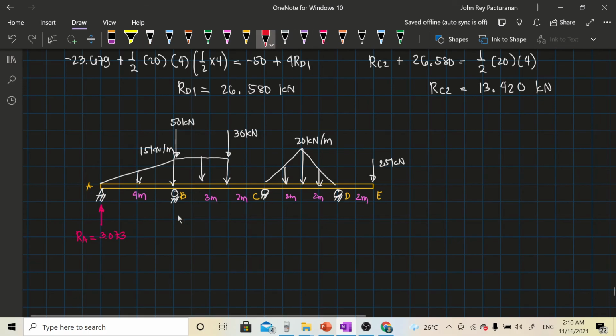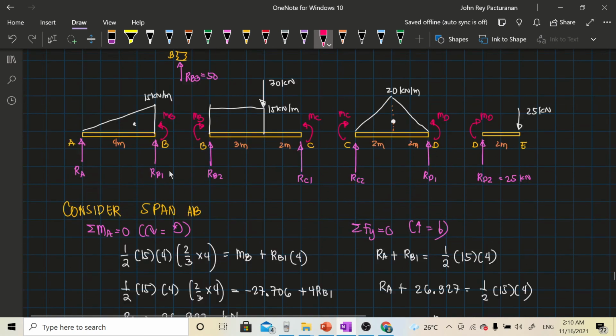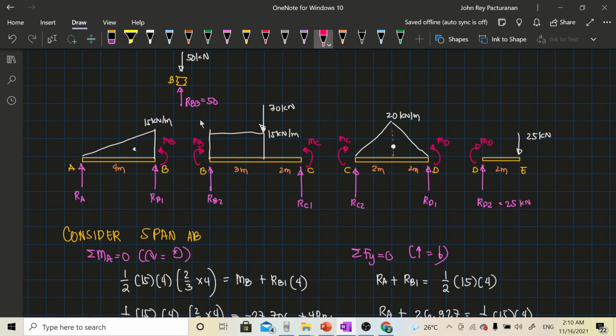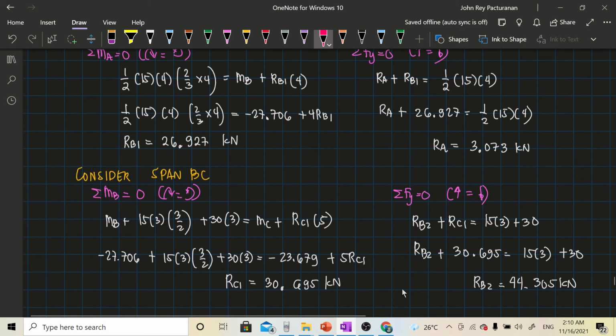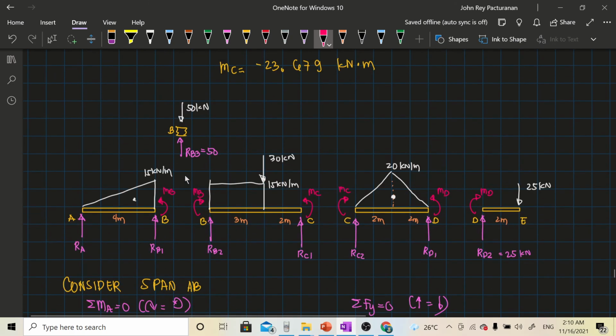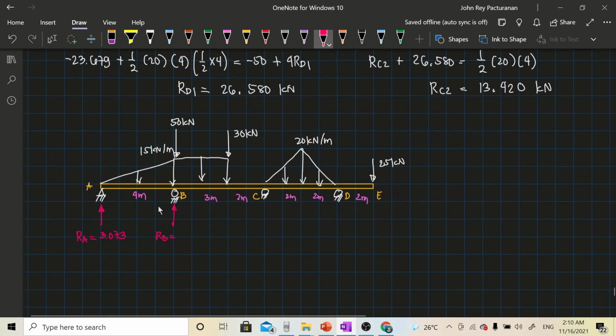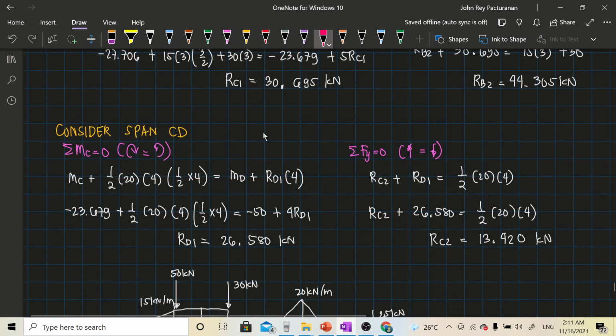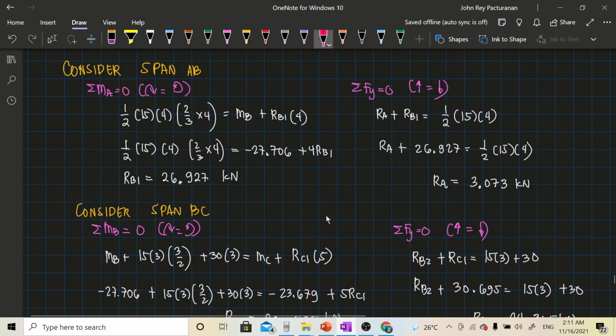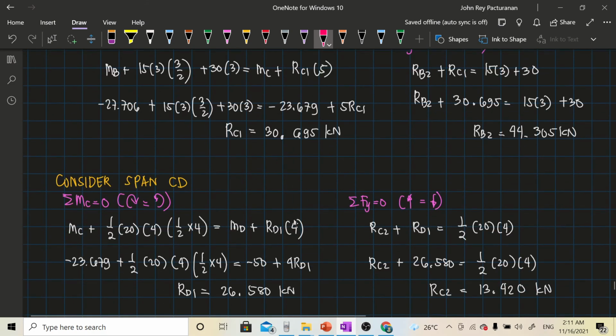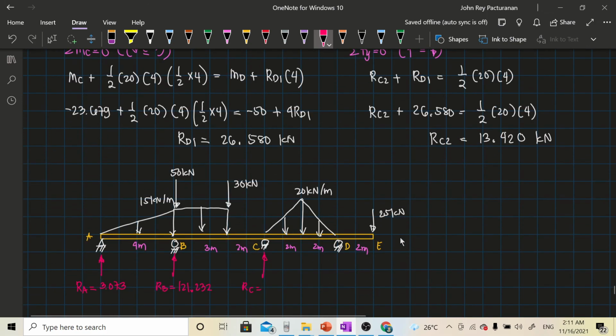Of course, for the value of RB, proceed tayo dito. Yung magiging value ng RB, ang gagawin lang natin dito is simply to add the values of RB1 and RB2 tapos yung RB3. So therefore, 26.927 plus 44.305 and syempre plus 50. So that is equal to 121.232. Okay? So sa case naman ng RC, well, ang gagawin nyo lang naman, just add RC1 and RC2. Kasi nga, di ba, ito lang naman yan, RC1 and RC2, 30.695, then 13.420. So, that is 44.115, no?